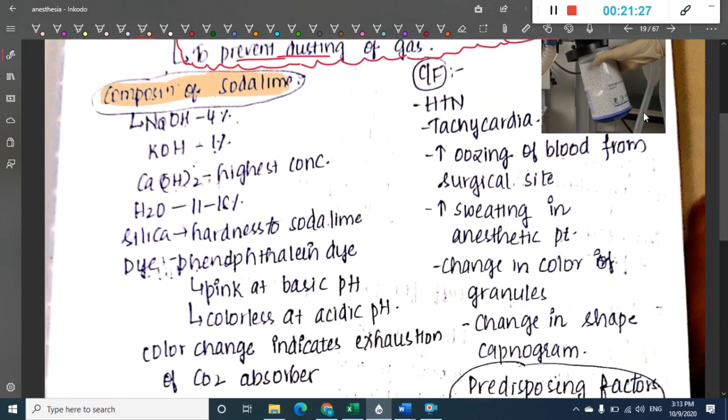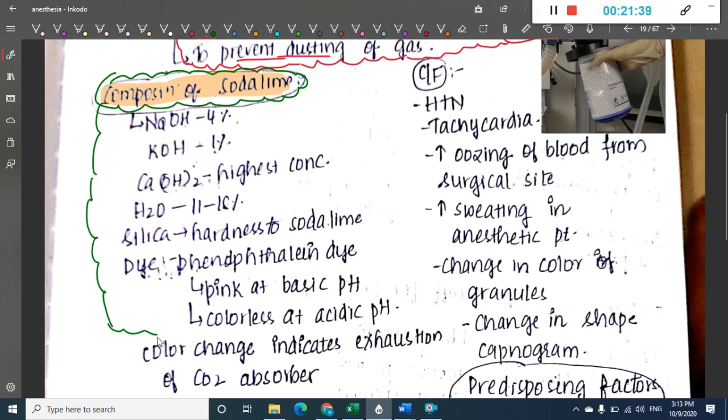If you see the composition of soda lime, it contains sodium hydroxide, which is present in 4%, potassium hydroxide, which is present in 1%, and calcium hydroxide, which has the highest concentration. Though the name is soda lime, the maximum concentration present is calcium hydroxide. It also has water, which is 11 to 18%, and it contains silica. Silica will provide hardness to the soda lime.